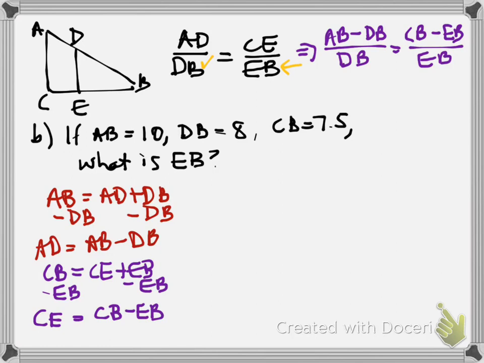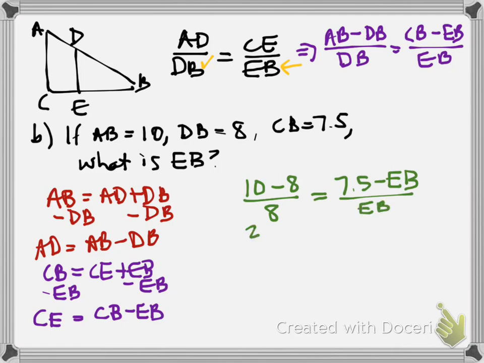So it's kind of like the other properties of proportion, part B, but instead of adding the denominator, I'm subtracting the denominator. But since I'm doing the same thing on both sides, I'm going to maintain balance. So now I'm going to start plugging in what I know. They told me AB was 10, DB was 8, DB is 8. On this side, they told me CB was 7.5, but it's EB that I'm trying to solve for. So I simplify, and I get 2 over 8 equals 7.5 minus EB over EB. I could simplify it down further and make this 1 over 4, but it really doesn't matter. I'm going to leave it as 2 over 8.